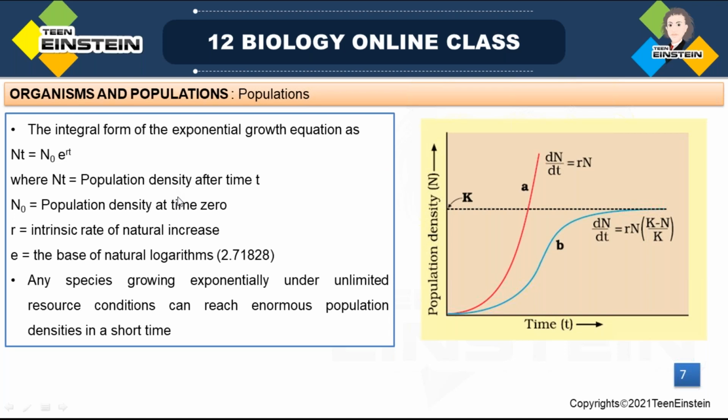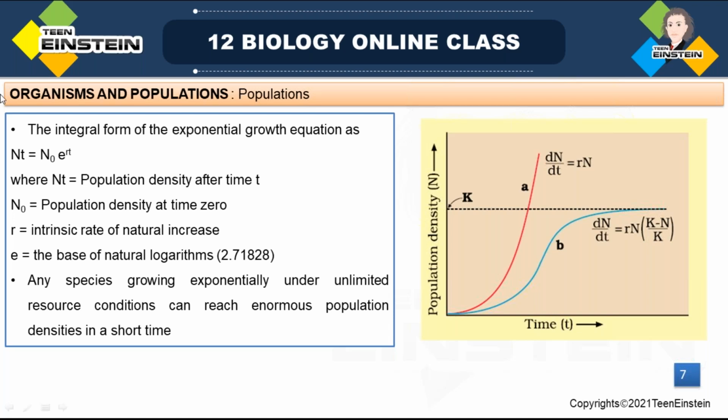Exponential growth equation. Here you can see Nt is equal to N0 e raised to rt. Here, what is Nt? Nt is the population density at time t, the population density after time t.